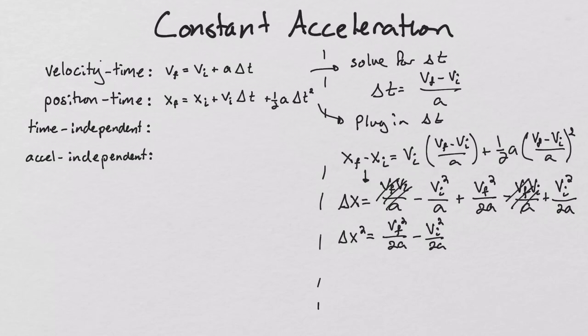And then finally, we write the expression in the form that is more familiar. And this is what you often find written in textbooks, that the final velocity squared is equal to the initial velocity squared plus twice the acceleration times the distance traveled during that acceleration.